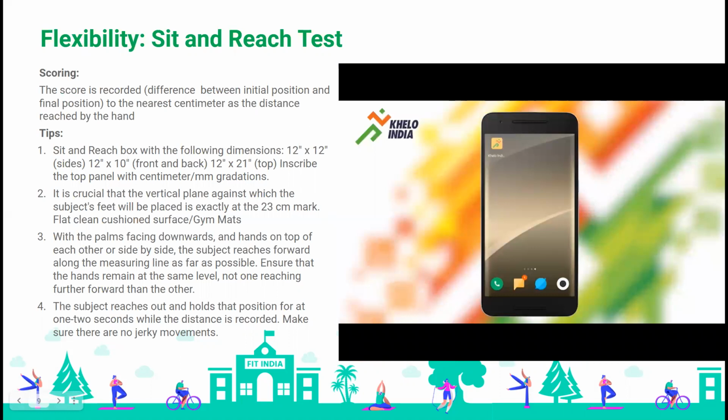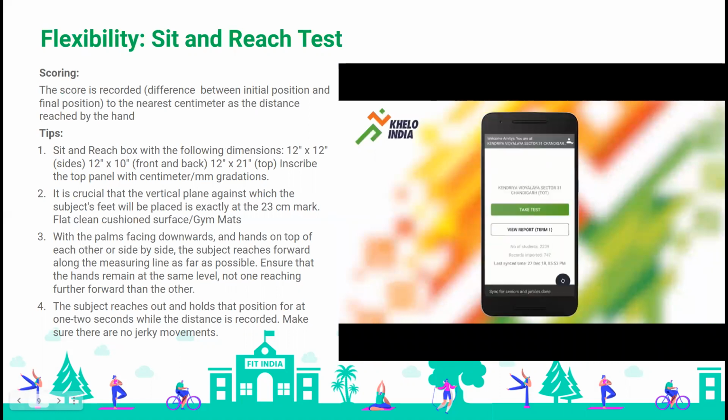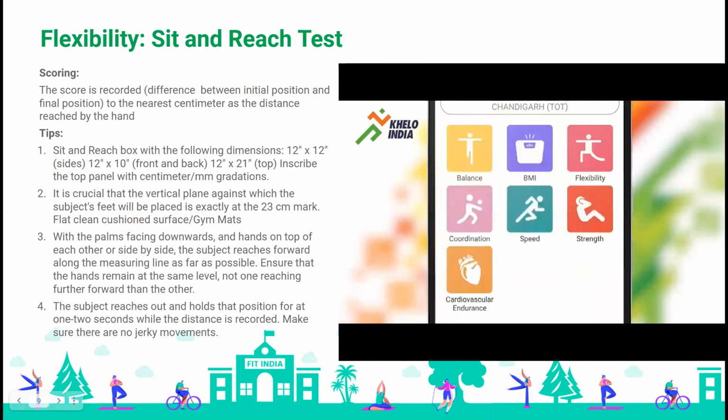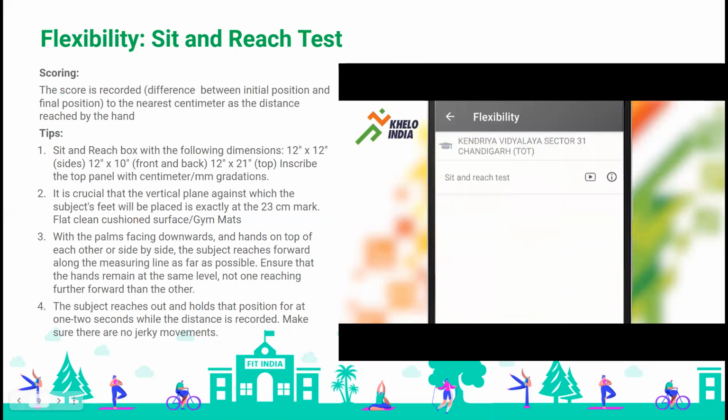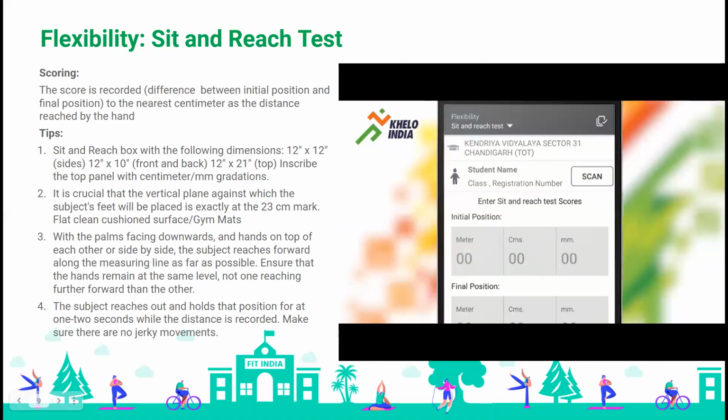To conduct the sit and reach test, first open the Khelo India Fitness Assessor app. Once the app is on, select the Take Test option. From various test options, select Flexibility and then tap on the Sit and Reach option. The app is now ready for the sit and reach test.